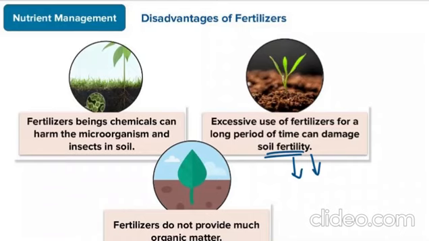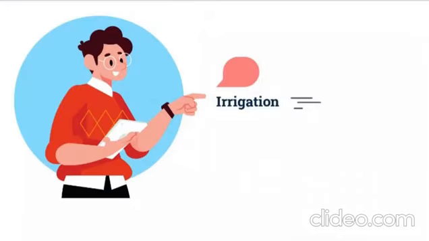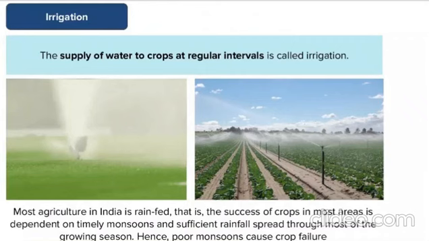Alright. So with this, we are completed with nutrient management. Let's go towards irrigation. Now, what is irrigation? Simple definition: the supply of water to your crops at regular intervals is known as irrigation. When you're watering the plants at regular intervals, that is irrigation. No rocket science definition needed.